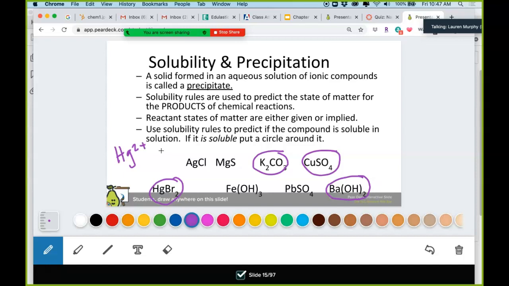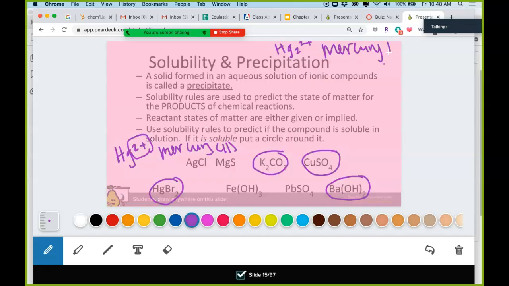Mercuries are funky. This guy is called mercury 2. Why? Because that's plus 2. Everybody gets confused on this guy. It's pretty instinctive, I think, to want to call this Mercury 2 because you see twos everywhere. But really, this is Mercury 1.